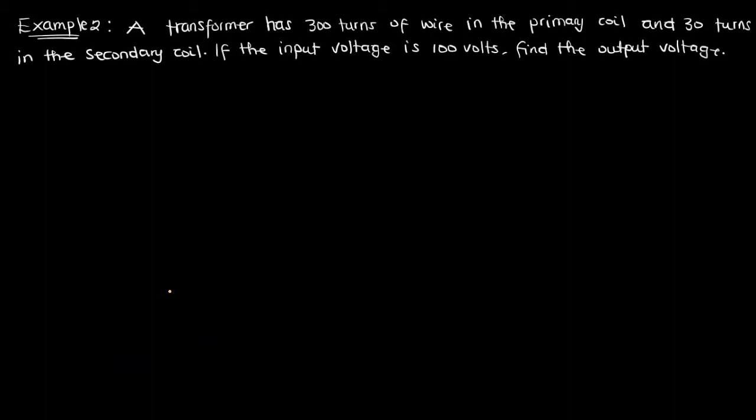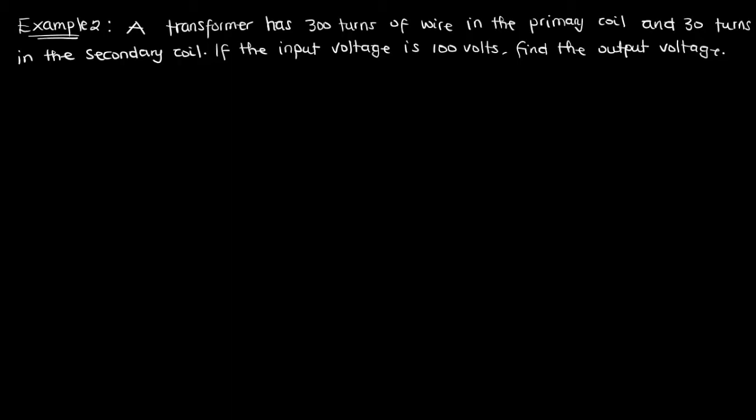We have a transformer which has 300 turns of wire in the primary coil and 30 turns in the secondary coil. If the input voltage is 100 volts, we have to find the output voltage. Already from reading the question, the primary coil has 300 turns, and the secondary coil has 30 turns. This is also a step down transformer because of the number of coils that we have in the primary and secondary. So if the input voltage is 100, find the output voltage.